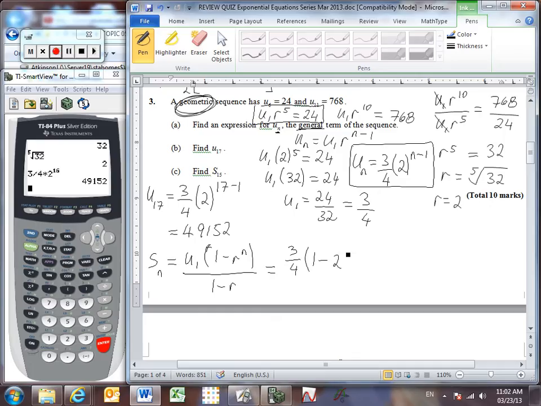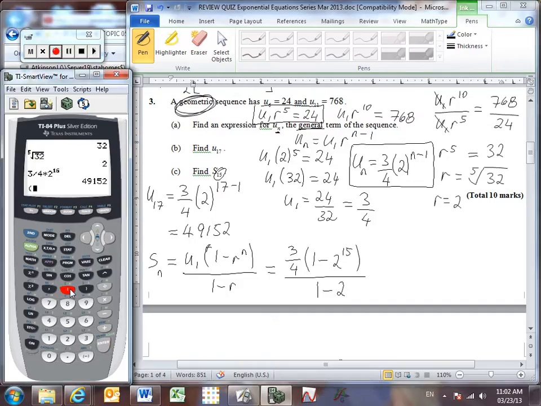1 minus r to the power of n, which in this case we're looking at the sum of the first 15 terms, over 1 minus r. Alright, so I'm going to be a little bit more careful now about using parentheses, because this is a much more complicated expression. So I've got 3/4, which is multiplying 1 minus 2 to the power of 15. I'll take that result and I'll divide it by, let's be careful now about parentheses, 1 minus 2, so that I'm dividing by that entire denominator.